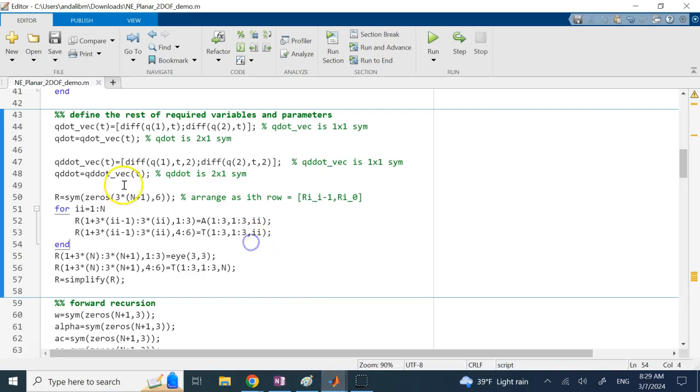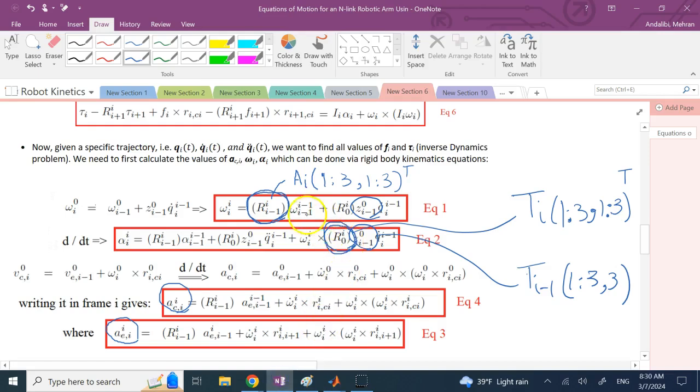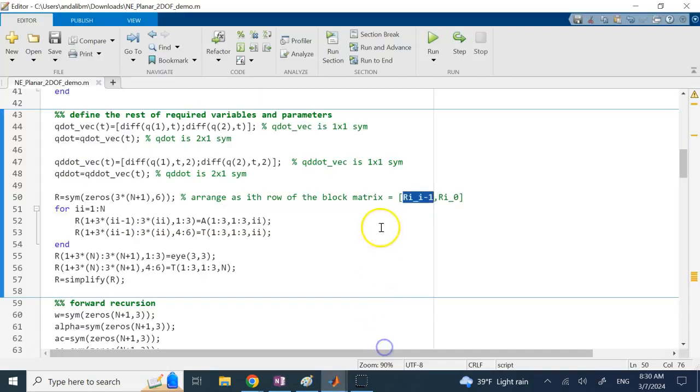So the way I store them here is I go to the ith row, or ith, it's not really row, I would say, if you call it a block matrix, ith row of the block matrix is in the ith row, or 3 times i rows. First, I store R of i minus 1, which is basically i with respect to i minus 1, the transpose of this. And the next one I store is what?